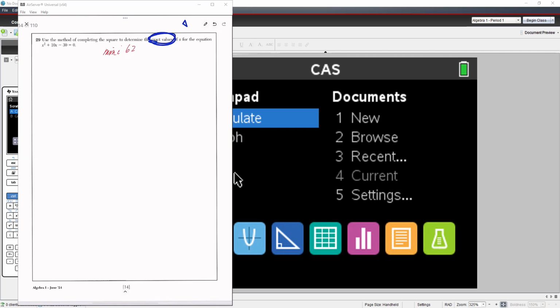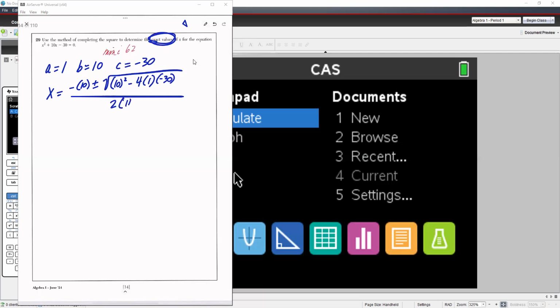So the first thing we're going to do, we're not going to do this using completing the square. We're just going to use the quadratic formula. So a is going to be 1, b is going to be 10, and c is going to be negative 30. Of course, you're just going to put all of that in. This is going to be negative 10 plus or minus the square root of 10 squared minus 4 times 1 times negative 30, over 2 times 1. Now, you've got to put this to show the test makers that you know how to use the quadratic formula. But once you've done that, we're just going to graph it. So let's get the calculator and go.